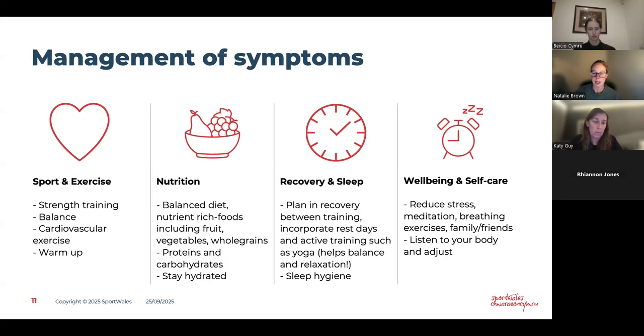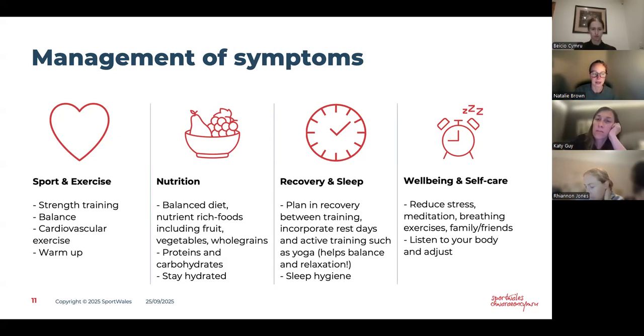Cardiovascular exercise, again, really supports heart health within that post-menopause phase. So staying cycling will be really important to maintain that cardiovascular health. But it also really supports mental health and well-being as well.